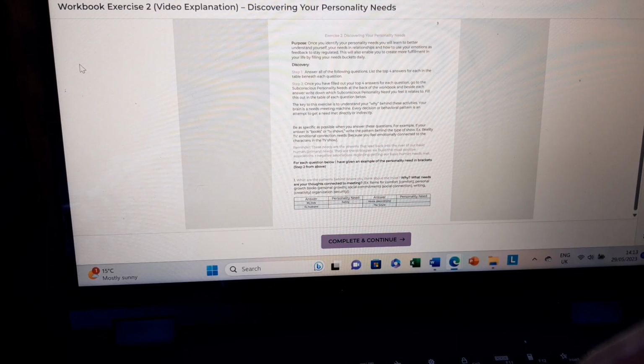And also for her husband, it was romantic relationships. Now, some people will have both. It can be family and emotional connection. It can be romantic relationships and emotional connection. If that's the case, that's fine. Fill them both out, okay?